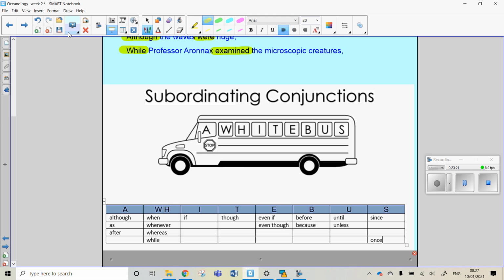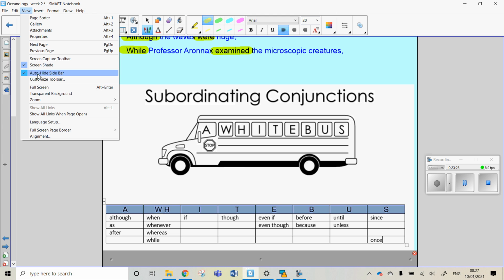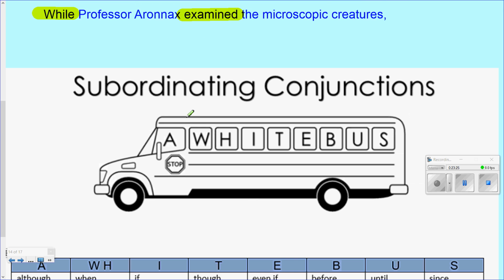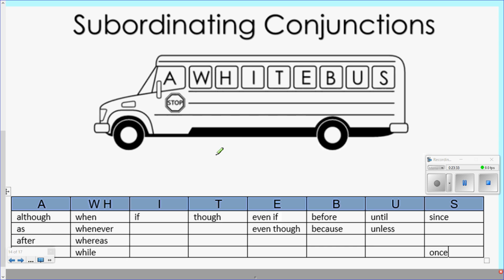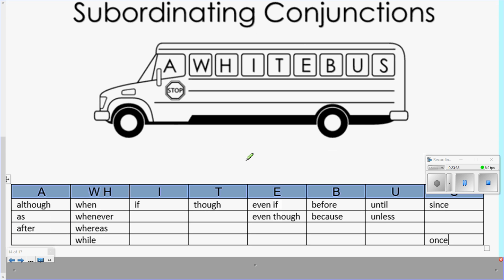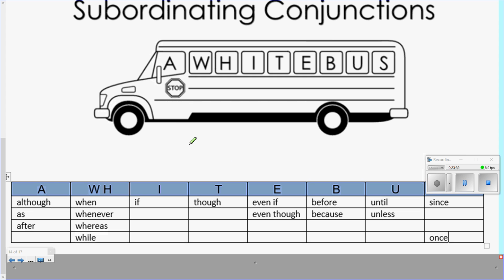But Year Fives, I would imagine this will be new to you. I'm just going to zoom in to make it a little bit easier to see, and then we can go on to what's called a white bus. Now, a white bus is a way of remembering some of the subordinating conjunctions. These aren't all the subordinating conjunctions there are, but these are the main ones that we're likely to use in our writing. So if you look at a white bus, we've got A: although, as, after.